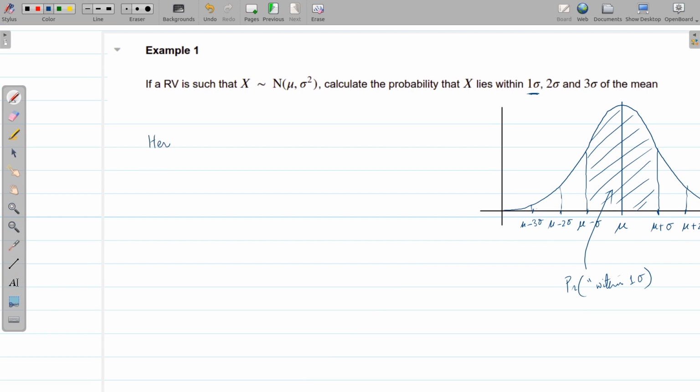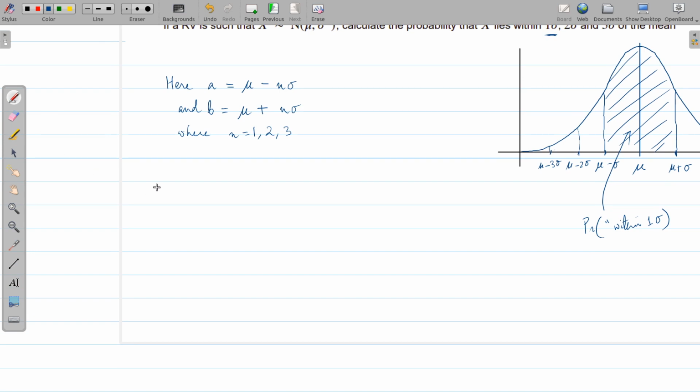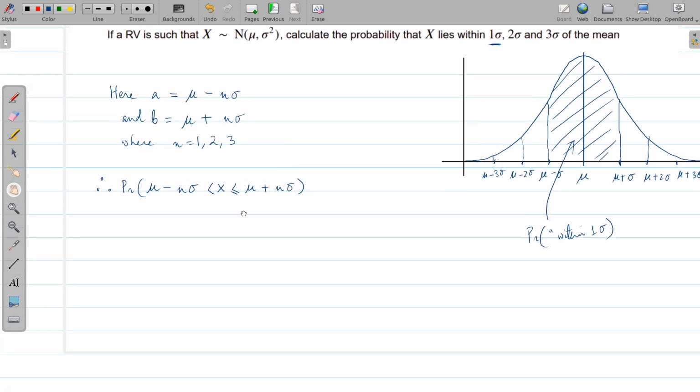Let us define A equal to mu minus n sigma, where n is some integer value. You just have to put n equal to 1, 2 and 3 to get the answer. And B equals mu plus n sigma, where n equals 1, 2 or 3. So I want to find out the probability that the random variable lies between mu minus n sigma and mu plus n sigma. Calculate the probability that x lies within this.